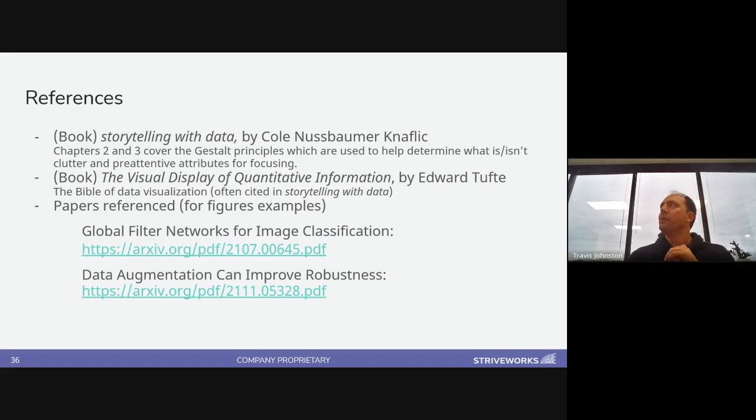Here are the references. The first one is the book that basically got used for just about everything in this talk. There are some others there that I have the papers referenced.